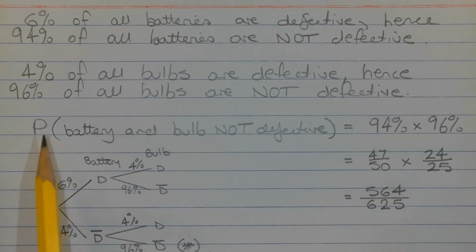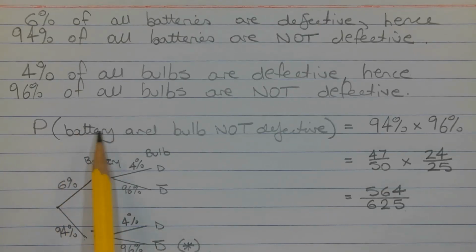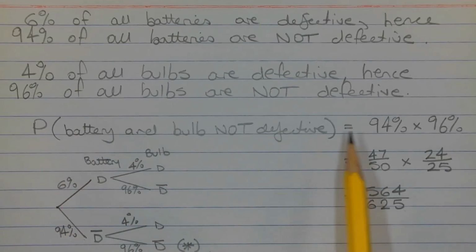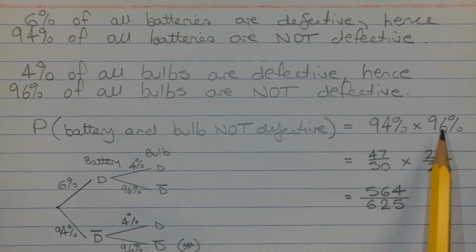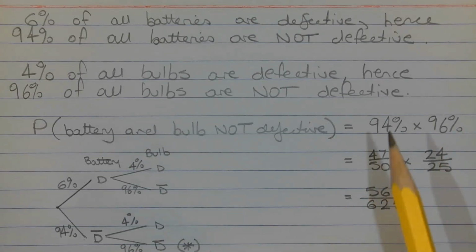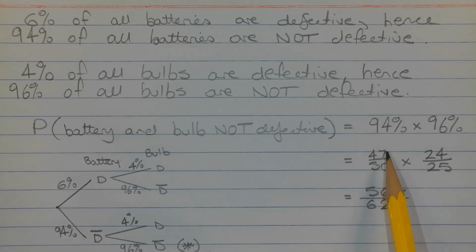So the probability of choosing a torch where both the battery and the bulb are not defective is given by 94% times 96%. Now we need to answer in exact form. So I'm going to convert these percentages into simplified fractions. So we have 47 over 50 times 24 over 25, which gives us 564 over 625.